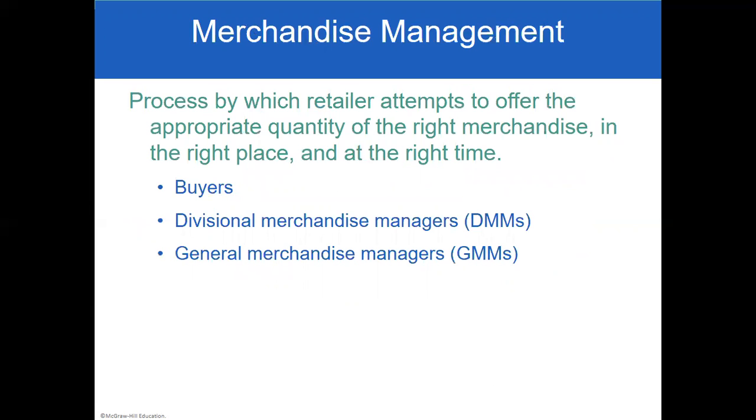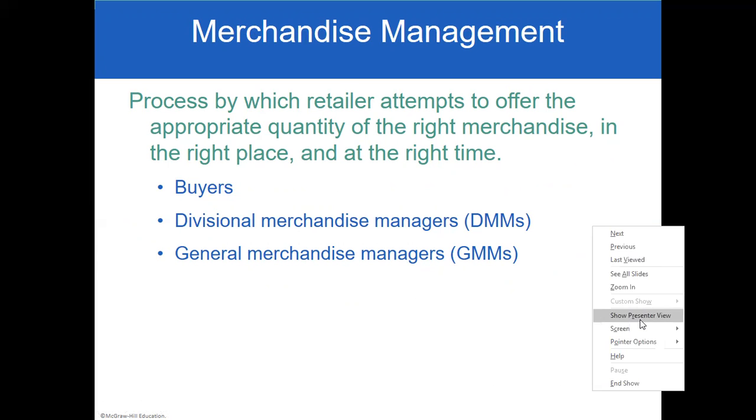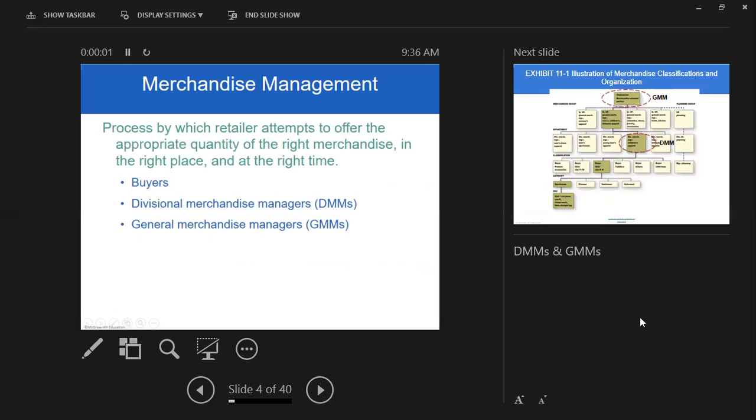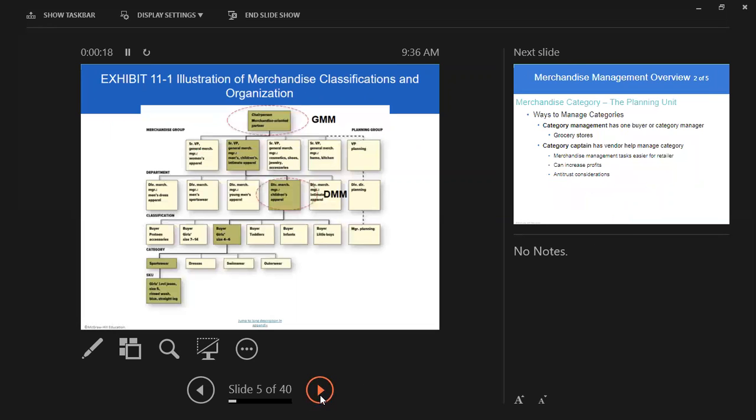So basically, in merchandise management, you have three layers. You have buyers, divisional merchandise managers, and also general merchandise managers. So we want to see how all these three persons make a purchase of the right merchandise, at the right time, and also at the right place. So let's look at this chart.